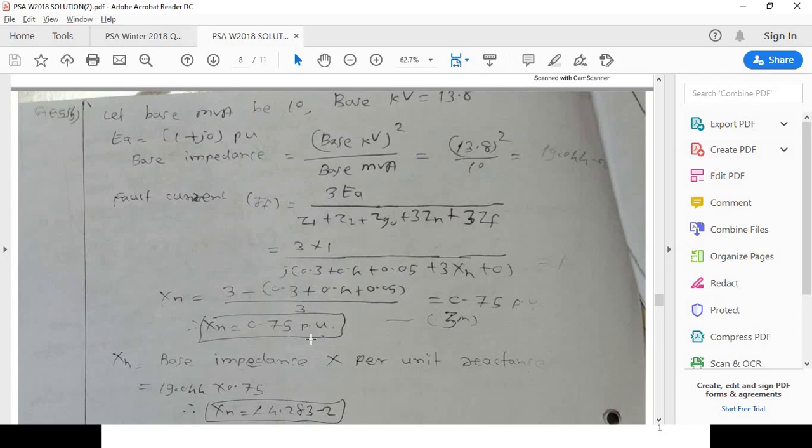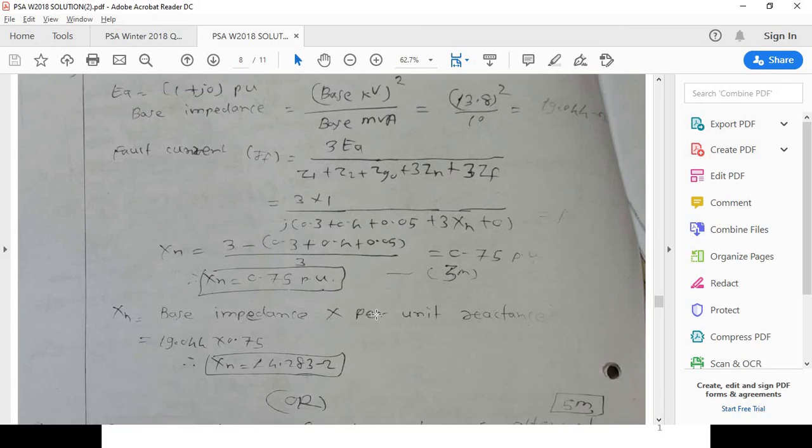But to convert it into the actual form, you should have the idea about the base value, because the actual value is nothing but per unit value into the base value. So Xn is equal to base impedance into per unit reactance. Base impedance is 19.044 ohm into per unit reactance 0.75, so it will be 14.283 ohm. Thus we have calculated that reactance both in per unit form and in actual ohm. Thus we have solved this numerical.